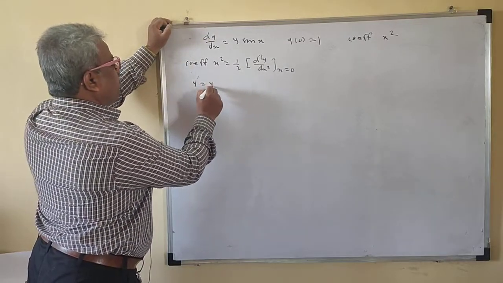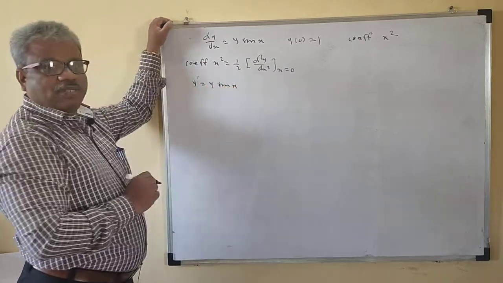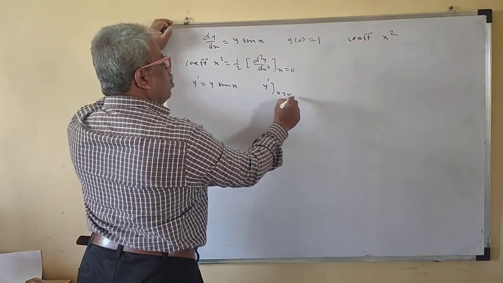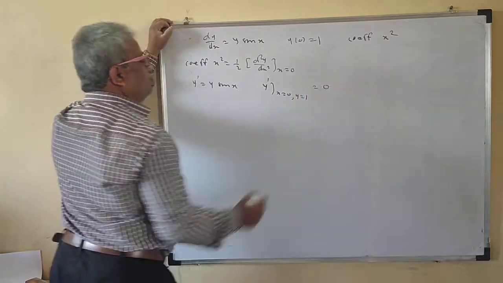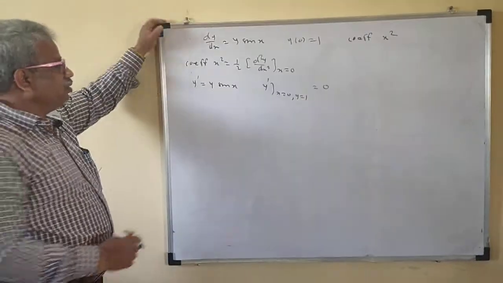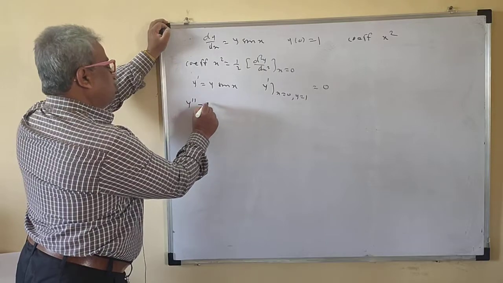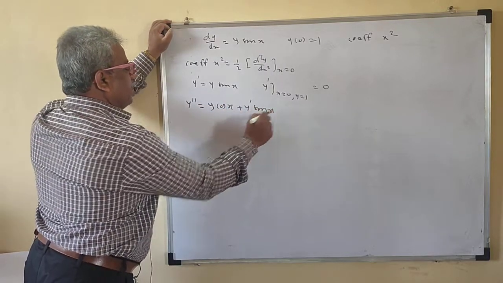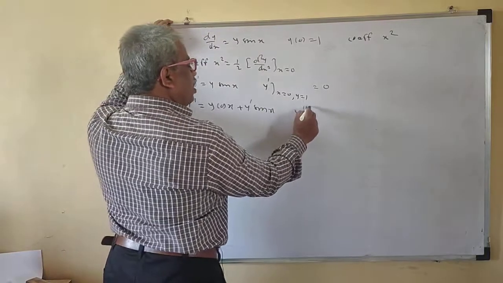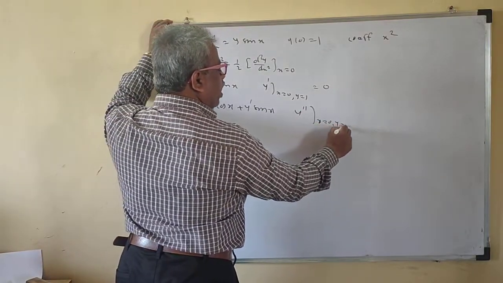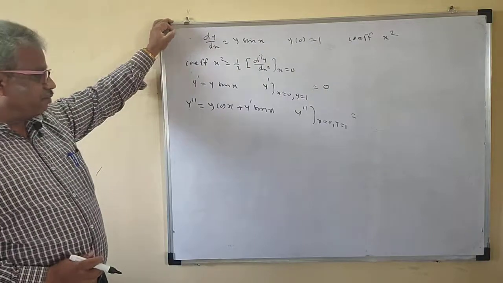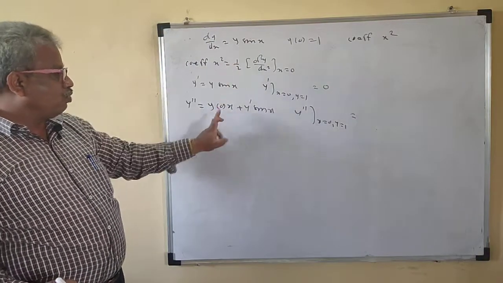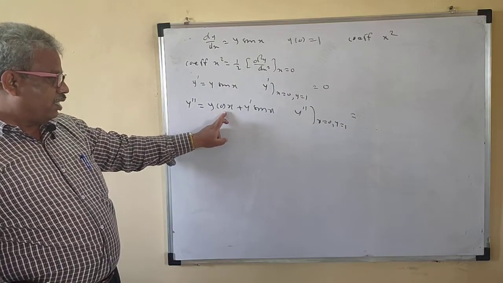So y prime is equal to y sin x. So y prime at x equal to 0, y equal to 1 is 0, because sin 0 is 0. Now y double prime is y cos x plus y prime sin x. So y double prime at x equal to 0, y equal to 1: y of 0 is 1, so y is 1, and 1 into 1 is 1.